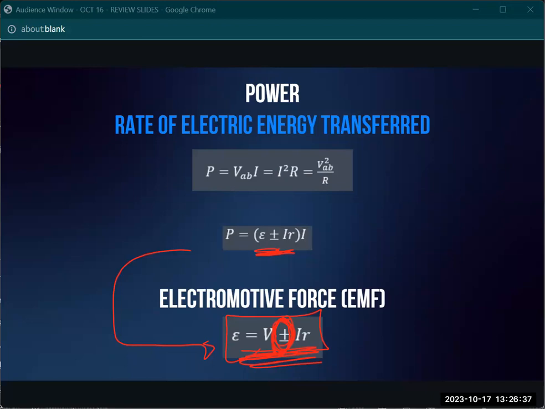Hello, sorry. So, kapag minus, yung potential input. So, pag V minus IR, that's the potential. Tapos pag V plus IR, that's the potential.